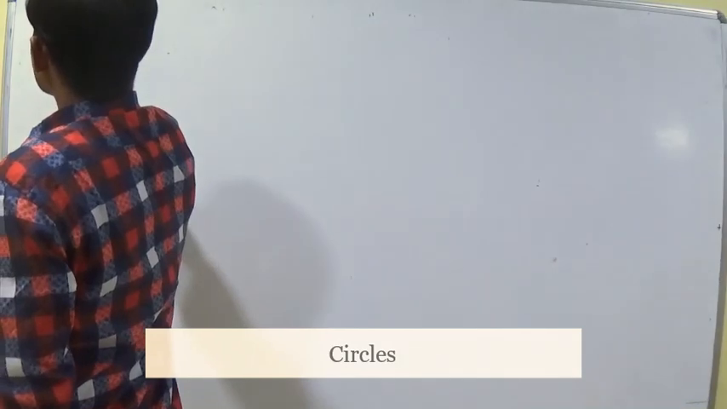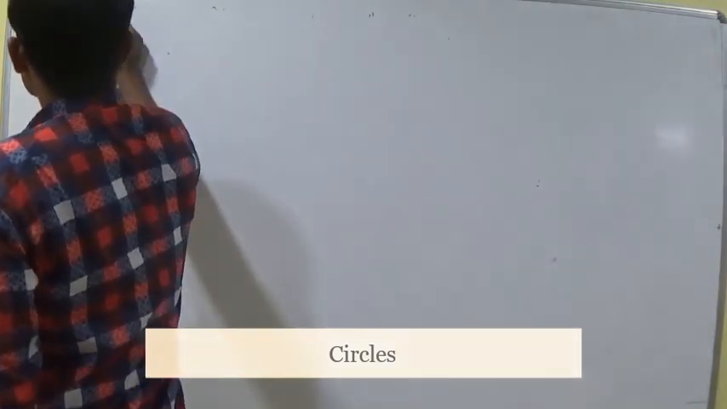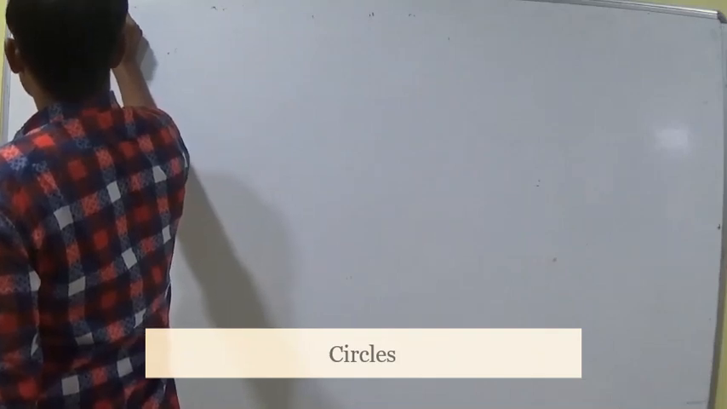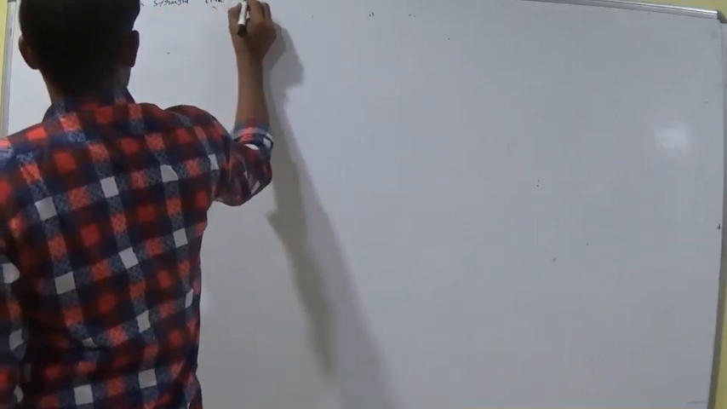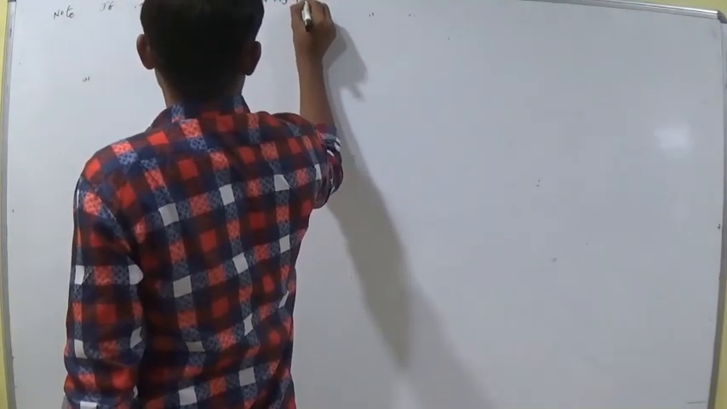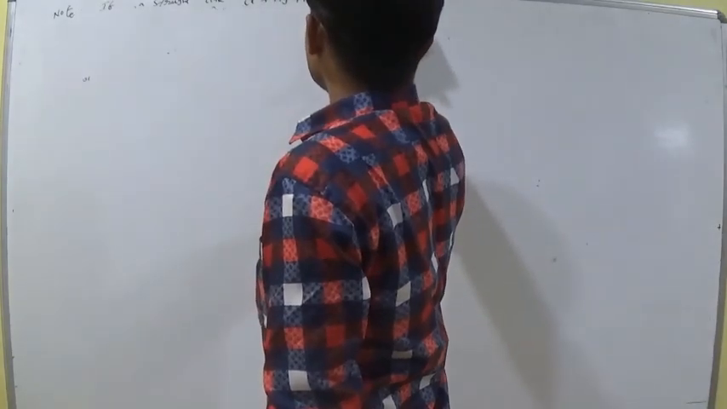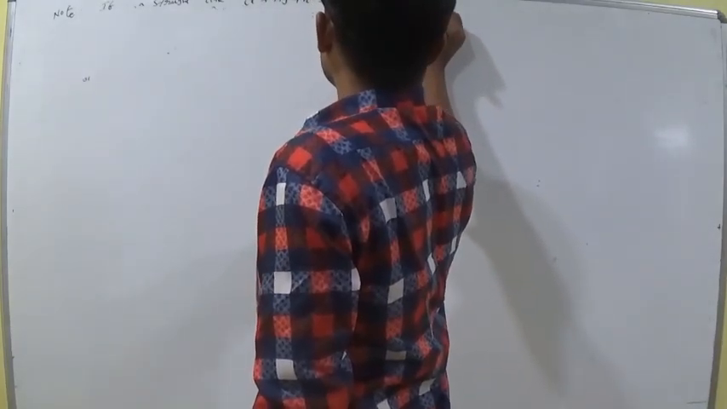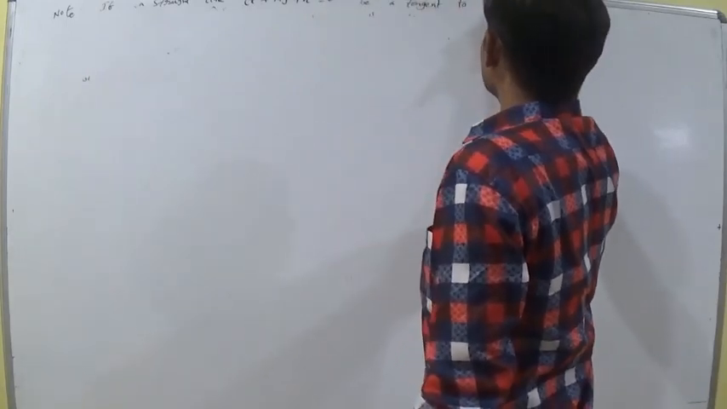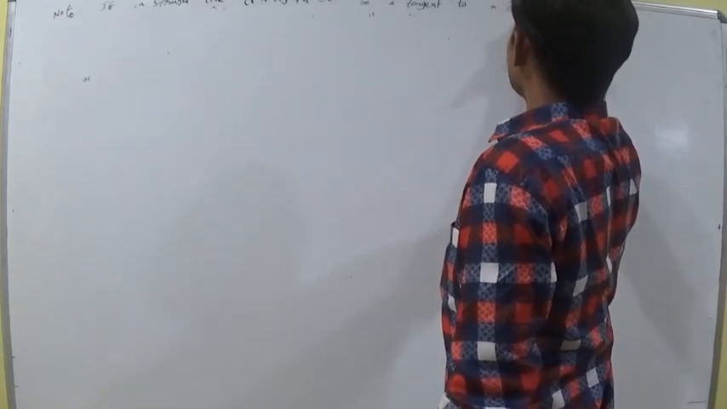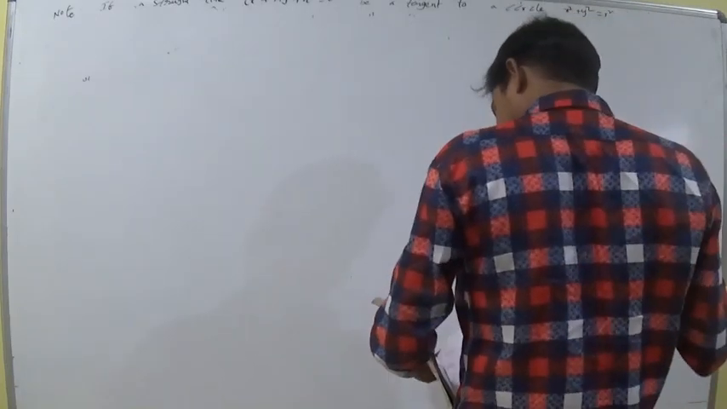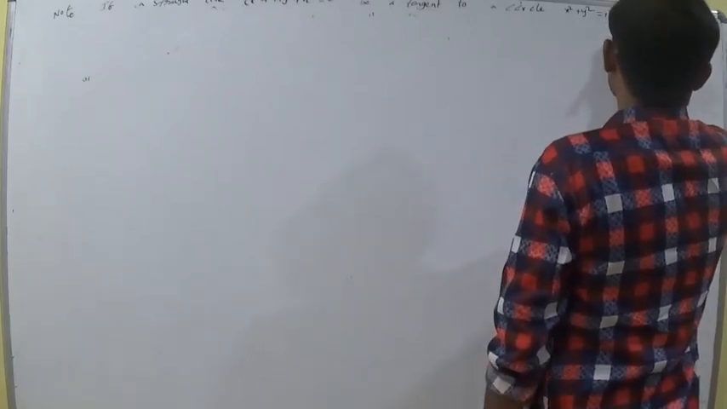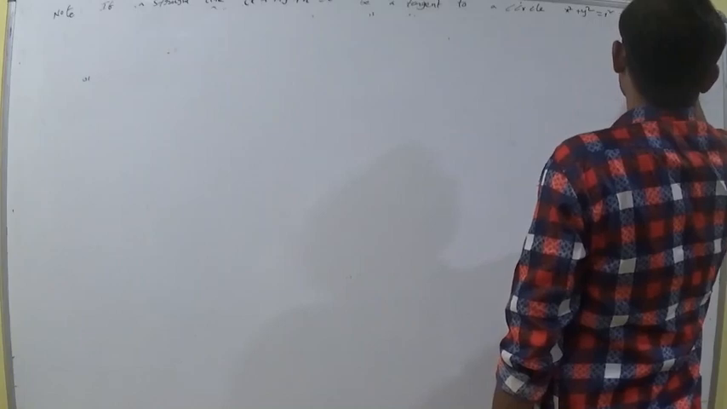So note, if a straight line lx plus my plus n equal to 0 is a tangent to a circle x square plus y square equal to r square, then n equal to plus or minus r square root of l square plus m square.